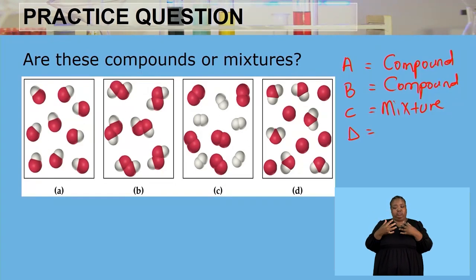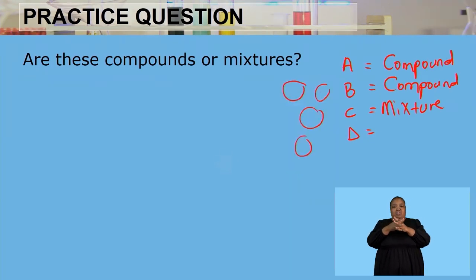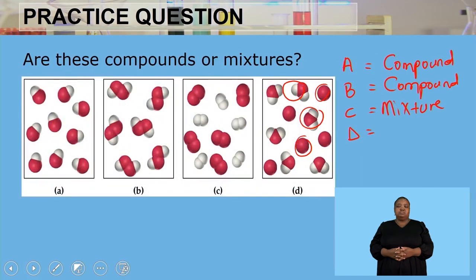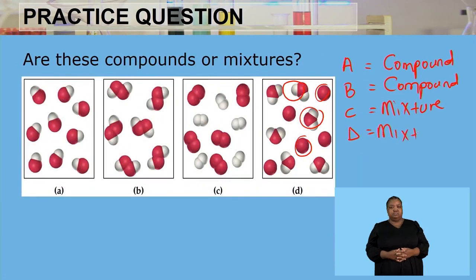Then D, we have the red, and we also have another red that is bonded to the white. So this is a compound, and that's now our atom there, or our element. However, these two, or this and this, are not chemically bonded. If they are not chemically bonded, it means we can separate them easily. And if we can do that, it means it is a mixture. This compound is a mixture. Right.